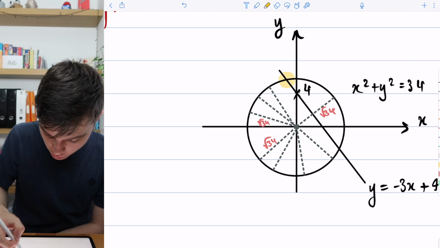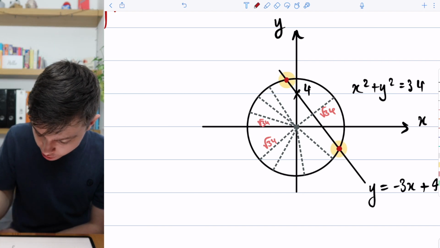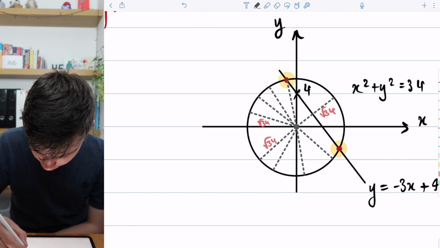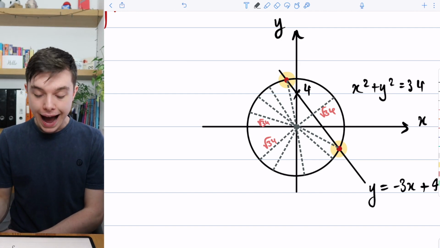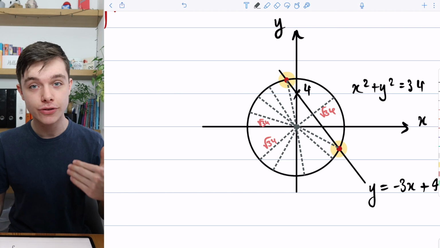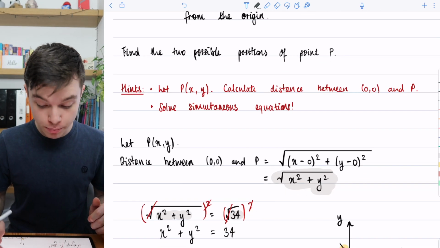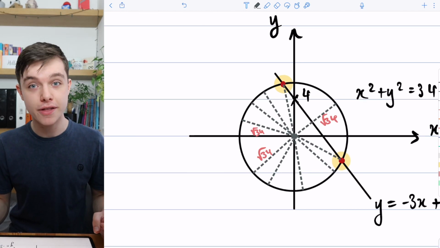We want those 2 points there, that point and that point, because we still have from the origin a distance of root 34. We can see the 2 lines I've just drawn on there, and we are also on the straight line at those 2 points. So what we're asked is, what are the 2 possible positions of point P? It's those 2 red points there.